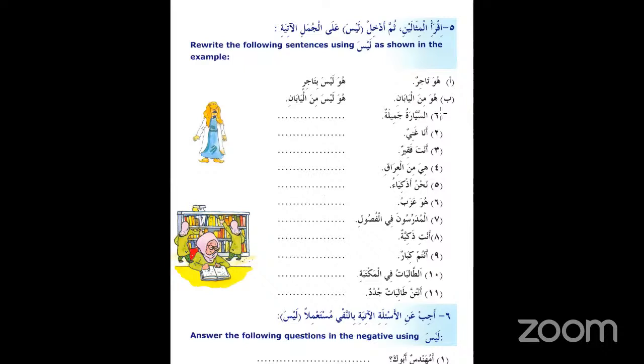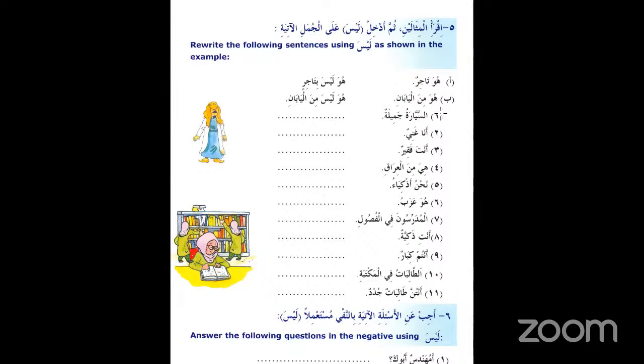Now, number 1, السيارة جميلة. السيارة ليست بجميلة. The car is beautiful and the car is not beautiful. أنا غني. I am rich. لست بغني. I am not rich. أنت فقير. You are poor. أنت لست بفقير. You are not poor. Excellent. Can I request next Sister Fatima Aslam?